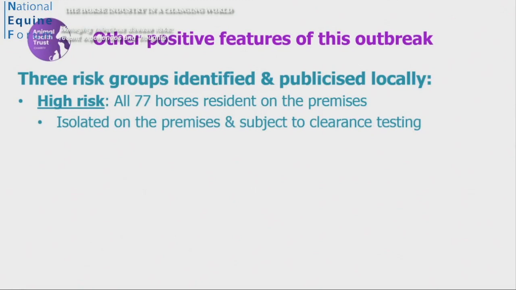Well, we, working with the vets, identified 3 risk groups. The high-risk group, those were the 77 animals present on that premises. They were isolated, as I've indicated. They were subject to clearance testing. We were able to open up.